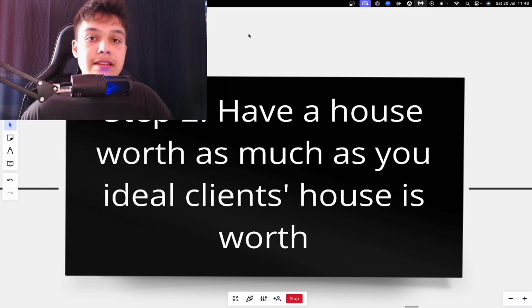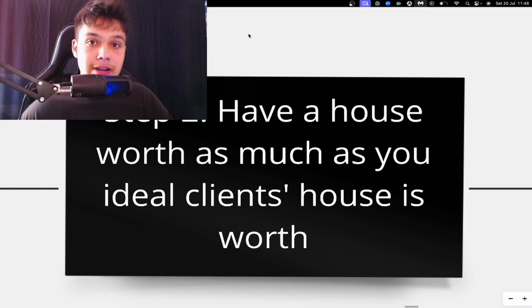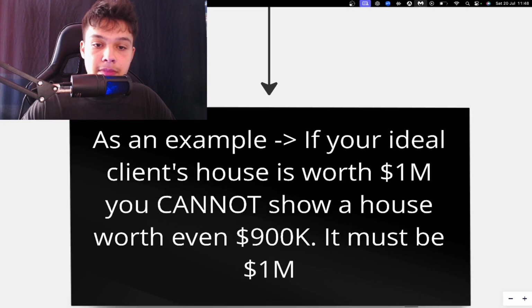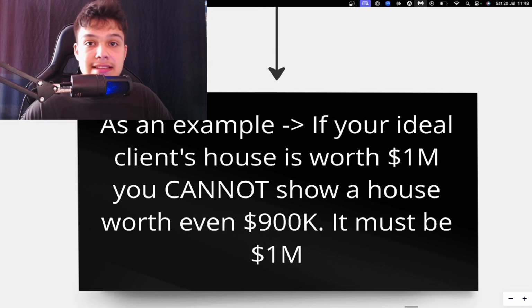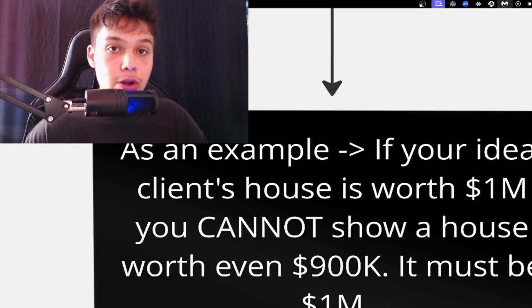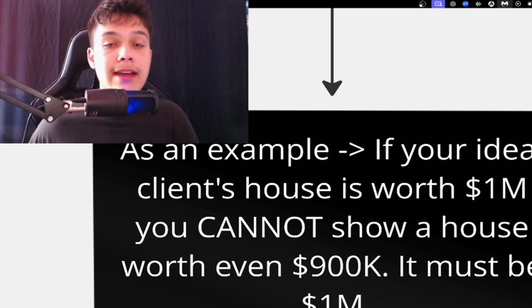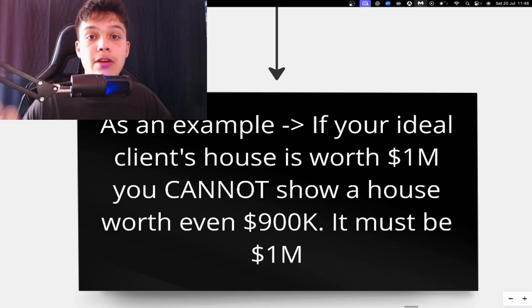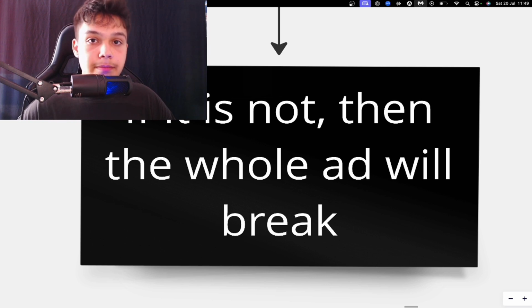The second step is to have a house worth as much as your ideal client's house. For example, if your ideal client's house is worth $1 million, you cannot share a house worth even $900,000. It needs to be on point, exactly $1 million. If it is not, then the odds will break because people have different expectations once they work with you.